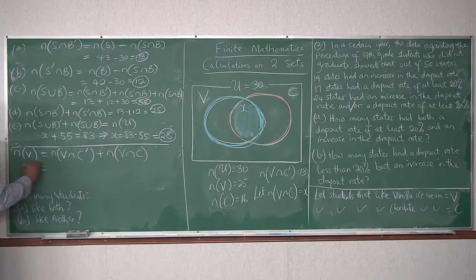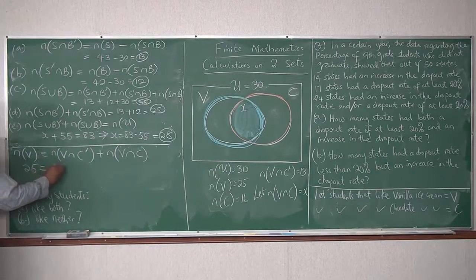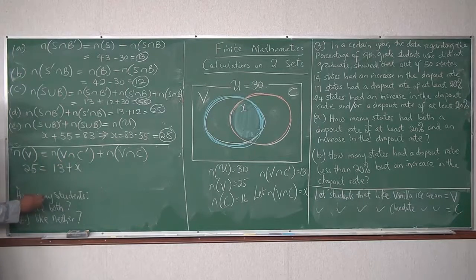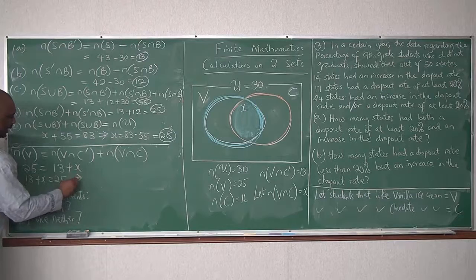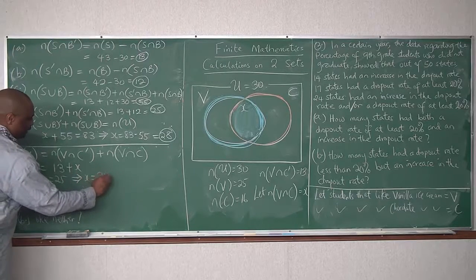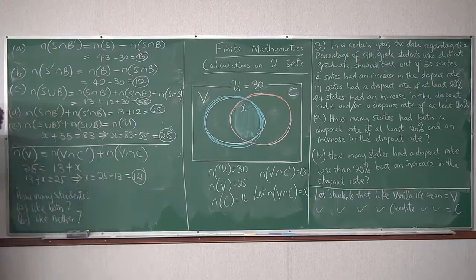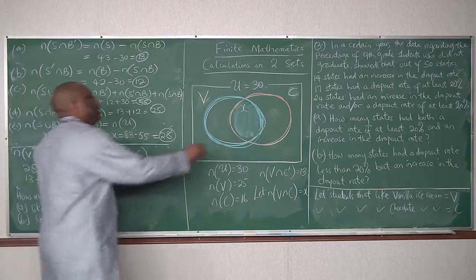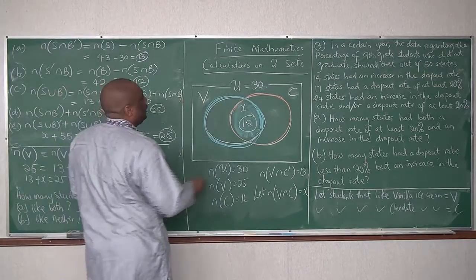I'm doing it by formula, so you can take down all these formulas. 25 is equal to 13 plus x. So we see that 13 plus x is 25. This implies that x is 25 minus 13, and that gives us 12. So x is 12 here. And of course, this is 13 here.